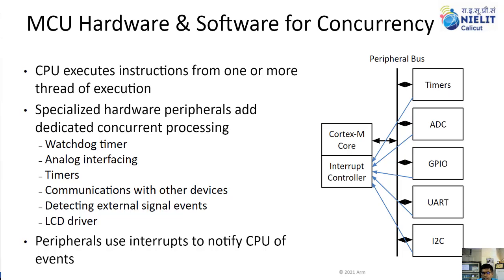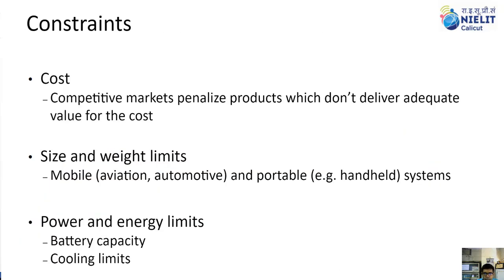There will be many peripherals available, and these peripherals can work either in a polling mechanism or in an interrupt mechanism. To get the CPU's attention, there will be interrupt controllers available. So peripherals use interrupts to notify the CPU of events, detecting events. Other constraints are something like cost, which is a very important thing, because a competitive market penalizes products which don't deliver adequate value for the cost. So when you are adding automation, it should not increase the price of the product much.